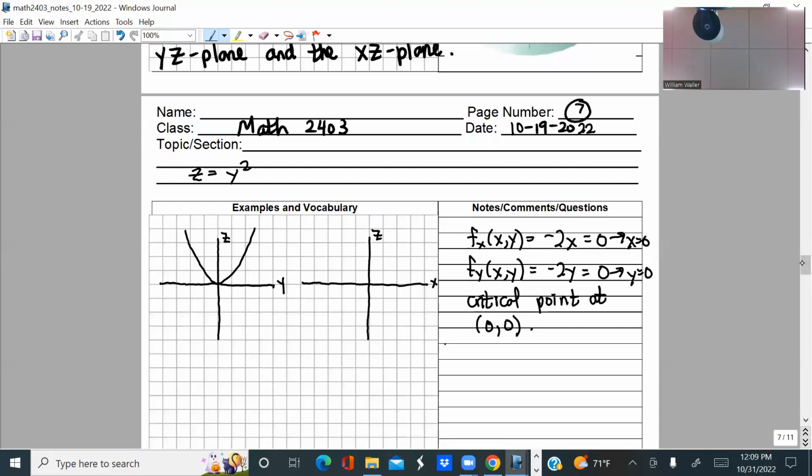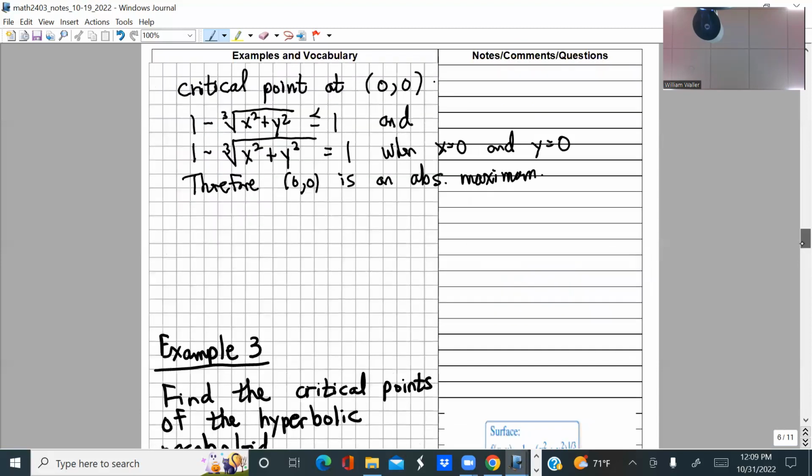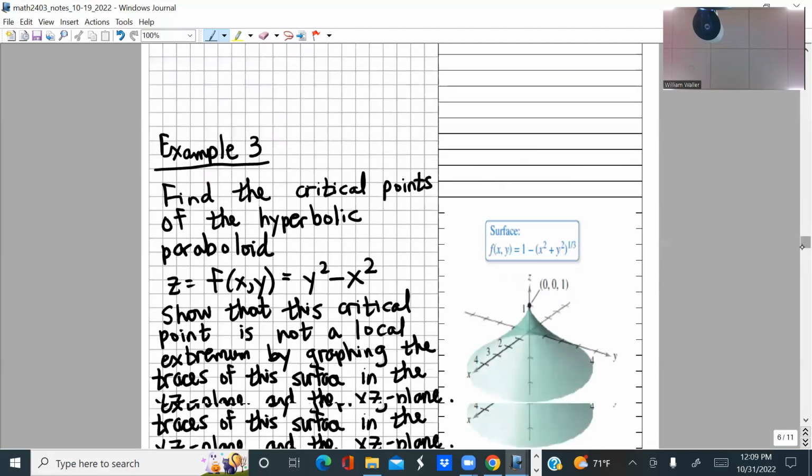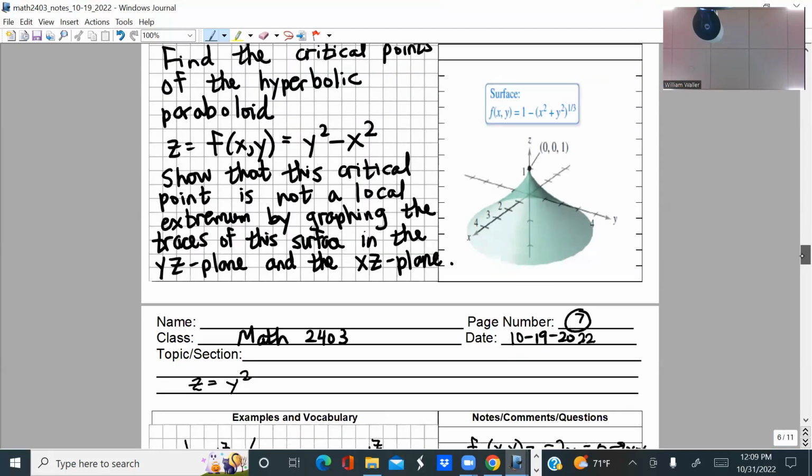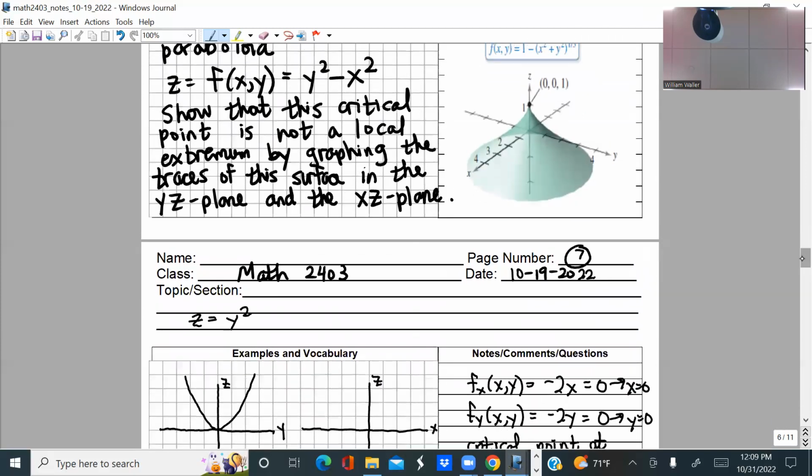So apparently when we graph this surface in the yz plane, you get this parabola. So that suggests what? See, here's the critical point down here at 0, 0. So that suggests that critical point might be what sort of extremum?